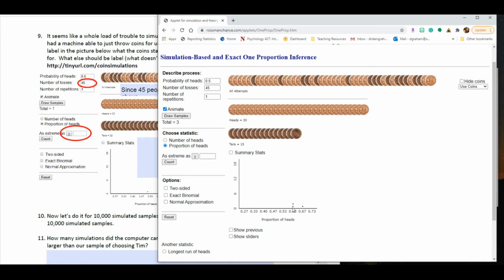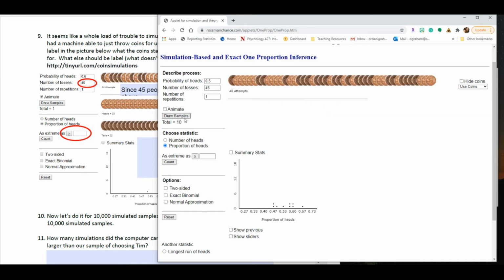I'm going to turn off animate so you can see how fast it works. If I draw a sample again, boom. This time it was 24 and 21, and it added a little dot. It calculated the proportion is about 0.53. So if we keep doing this, draw sample, draw sample, draw sample, it's going to keep doing it, right?